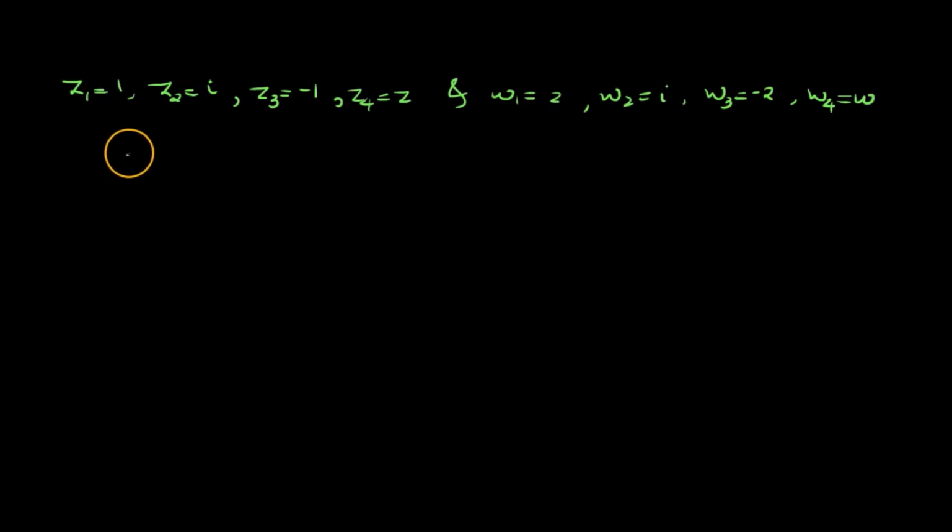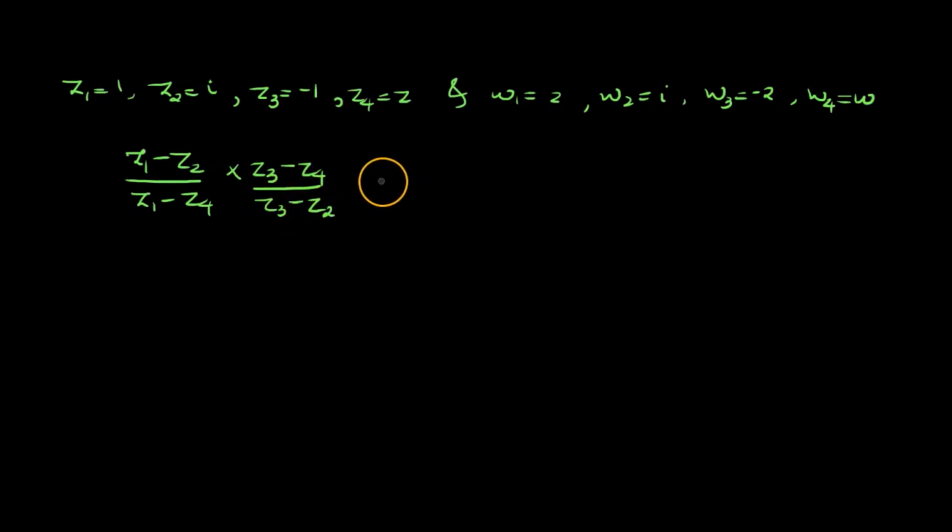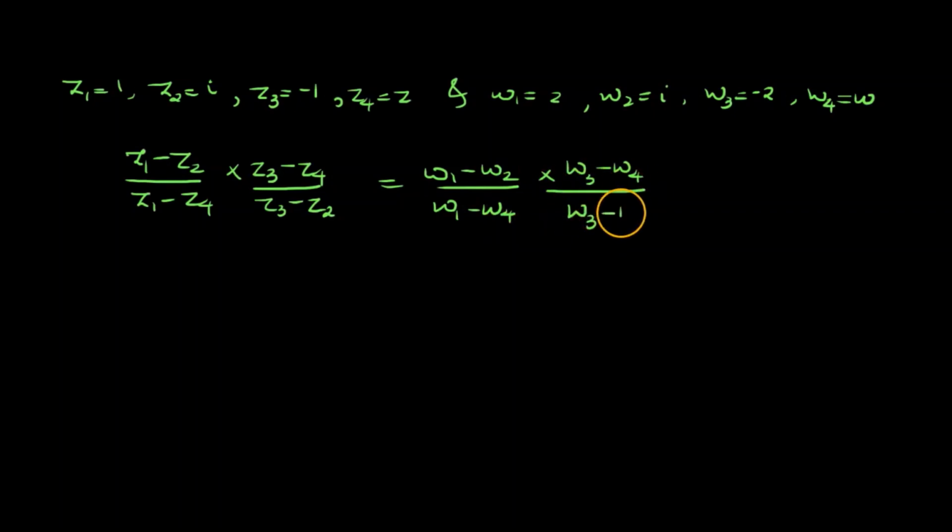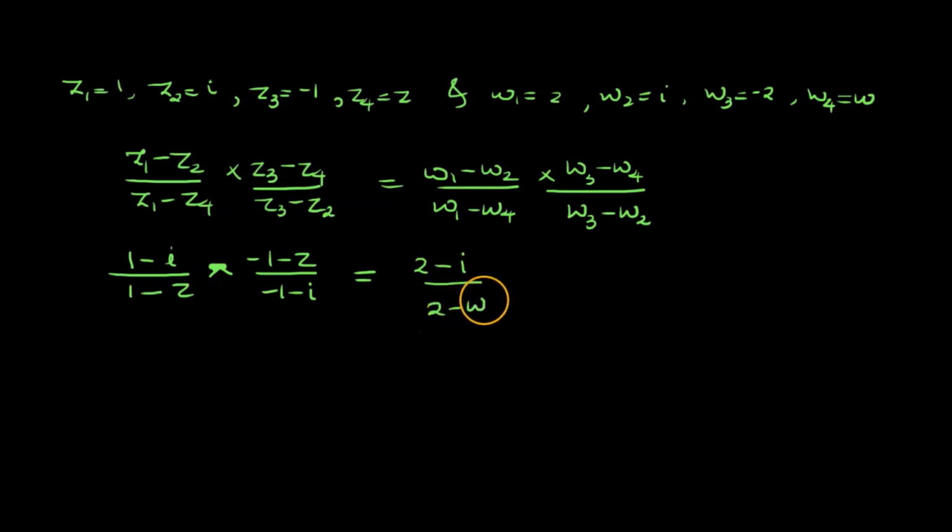Use the concept of cross ratio. It's (z1 minus z2) divided by (z1 minus z4) into (z3 minus z4) divided by (z3 minus z2), equal to (w1 minus w2) divided by (w1 minus w4) into (w3 minus w4) divided by (w3 minus w2). So, substituting the values, (1 minus i) divided by (1 minus z) into (minus 1 minus z) divided by (minus 1 minus i), which is equal to (2 minus i) divided by (2 minus w) into (minus 2 minus w) divided by (minus 2 minus i).